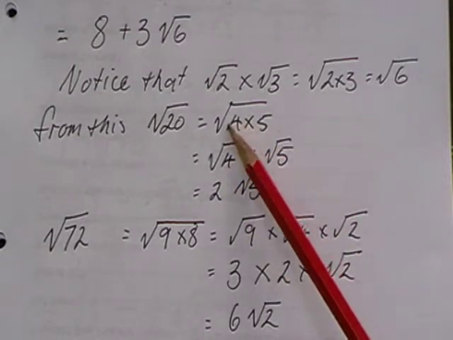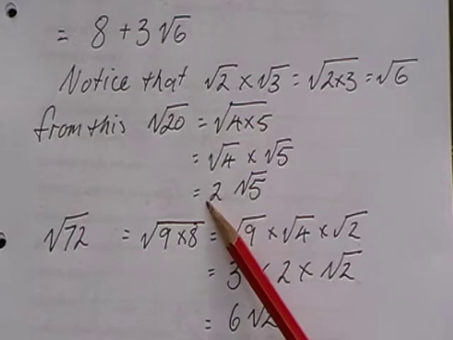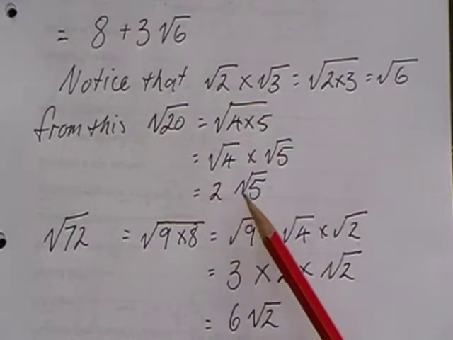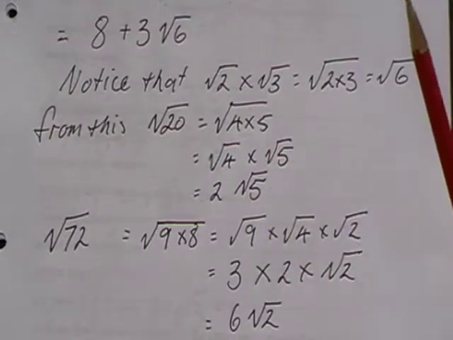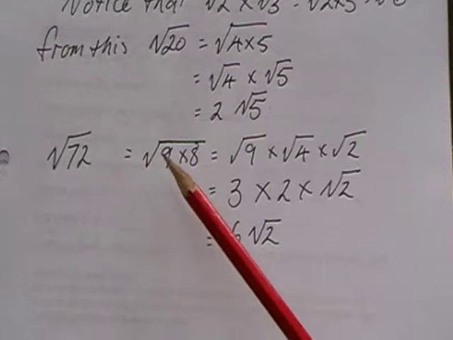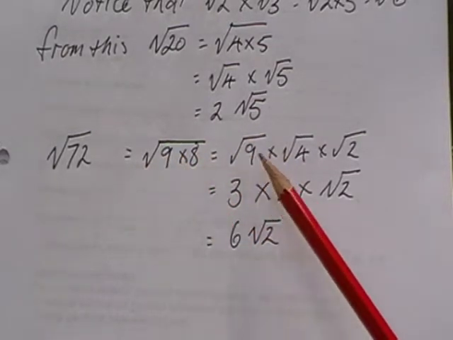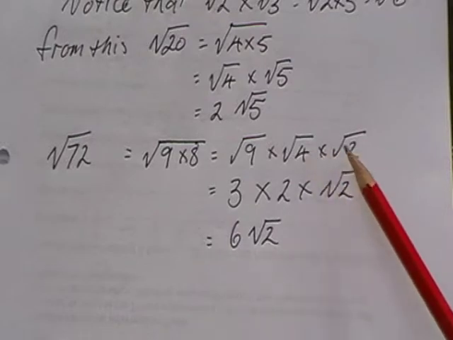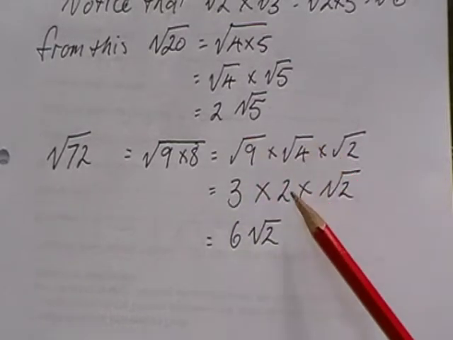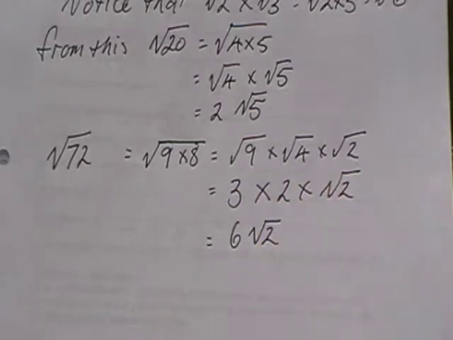we know if we split root 4 and root 5, we know the root 4 is 2. So from root 20 we can end up with 2 root 5. Similarly with root 72, splitting that into root 9 times root 8, and I'll split the root 8 into root 4 times root 2. Root 9 is 3, root 4 is 2, gives us 3 times 2 is 6 root 2. Completed.